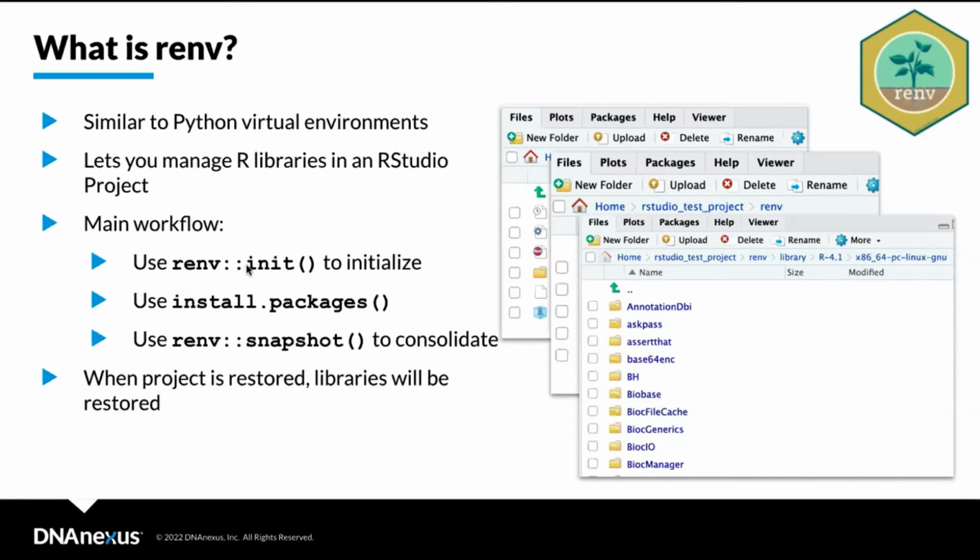The main workflow, like we've mentioned, is renv init to initialize renv in your project. You'll go about installing your packages using install.packages, and then make sure to use renv snapshot when you're done to consolidate everything. The nice thing is that when you restore your project from UKB storage, your libraries will be restored and you don't have to reinstall everything. This is why we are encouraging you to use projects and renv.